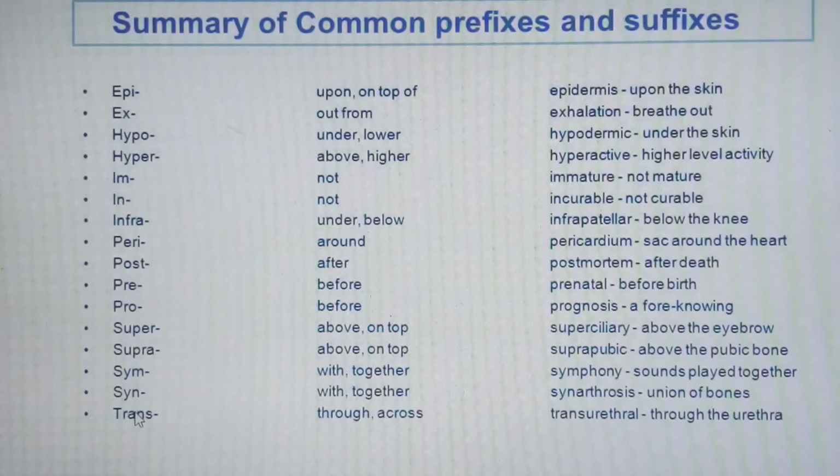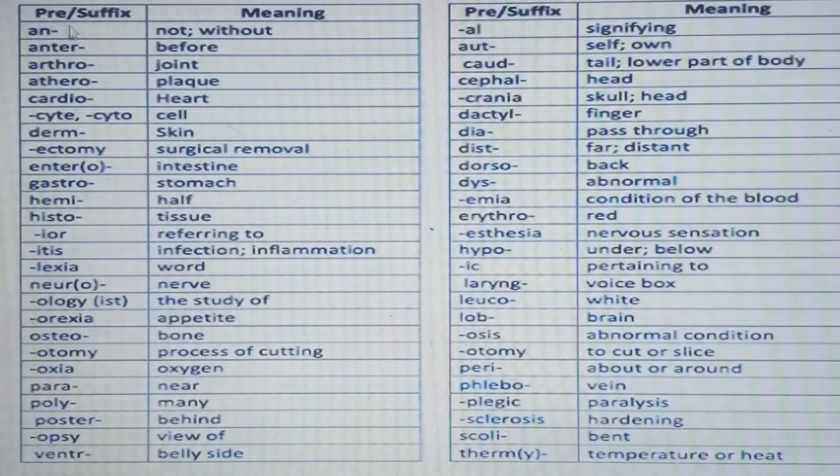Trans means crossing or through, so we have transinguinal and transumbilical. All these are areas that you have to know. A- means not or without. Ante means before. Arthro means joint, as in arthrosis. You will actually be seeing all these.